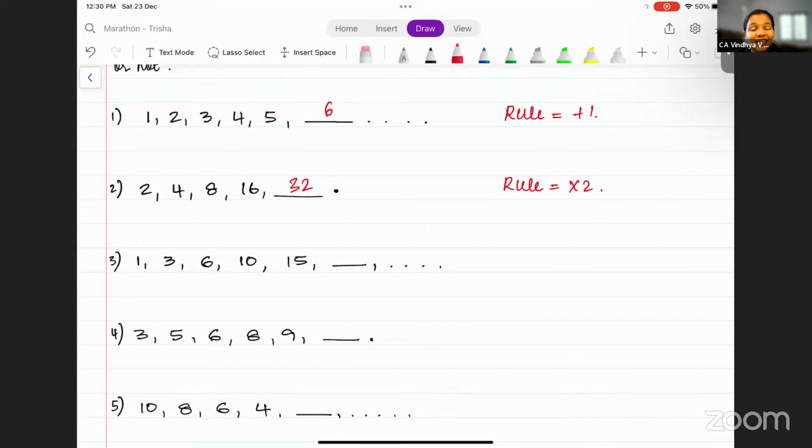Now, third one. 1, 3, 6, 10, 15. 1 plus 2, 3. 3 plus 3, 6. 6 plus 4, 10. 10 plus 5, 15.